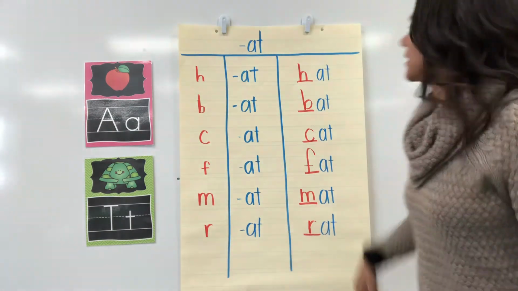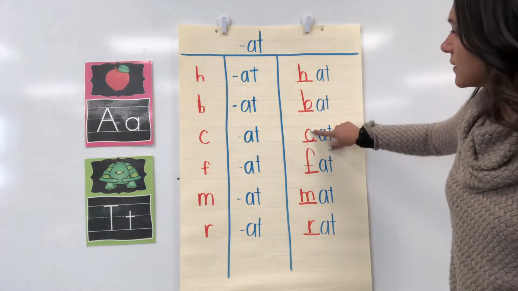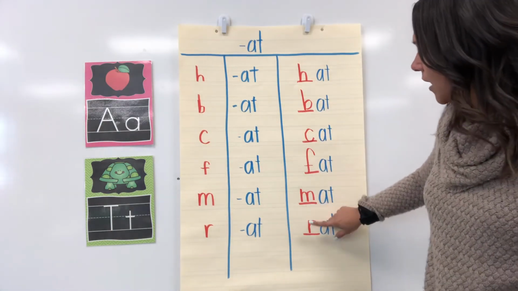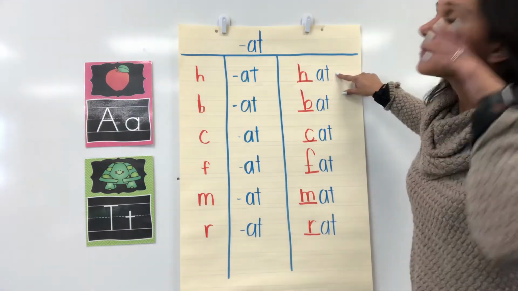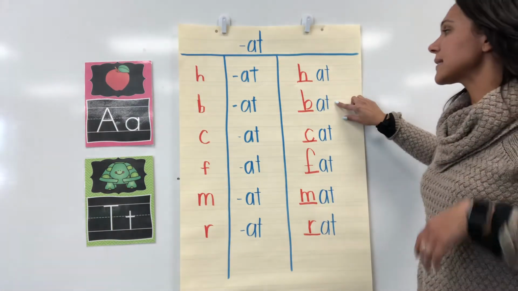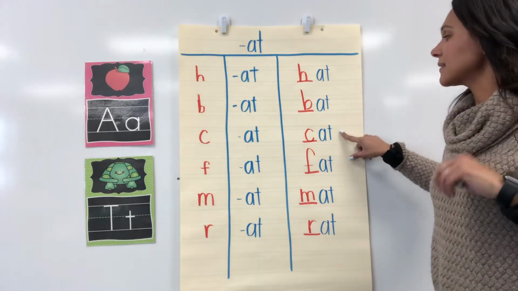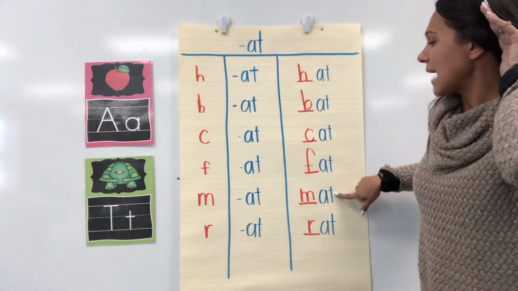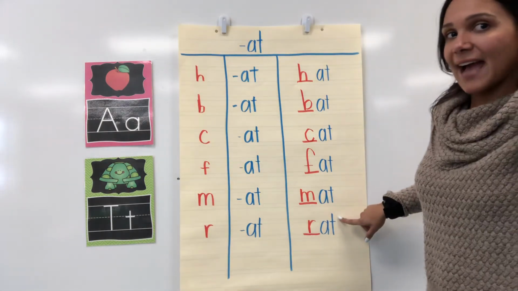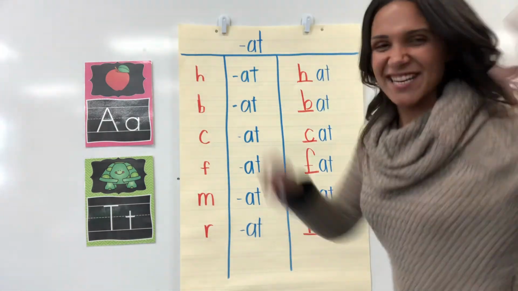All right, let's try this. We have H, B, C, F, M, R. Here we go. Echo me, hat. Bat, cat, fat, mat, rat. You did it!